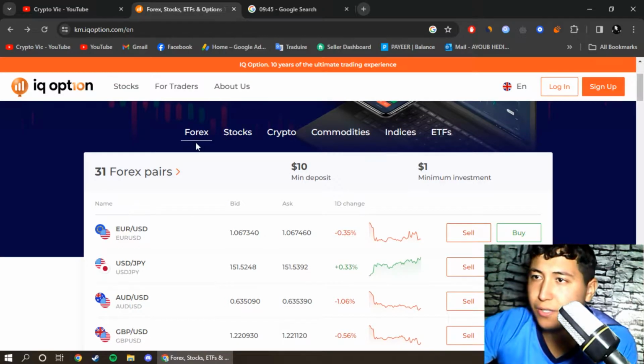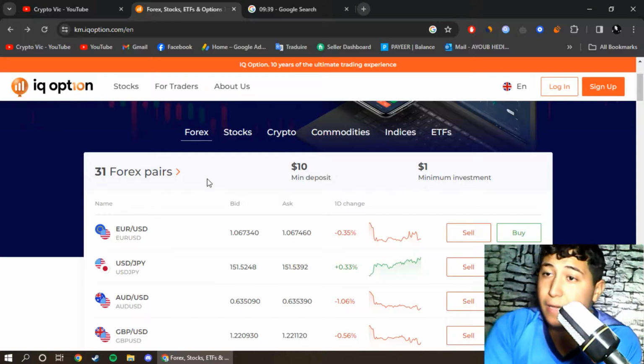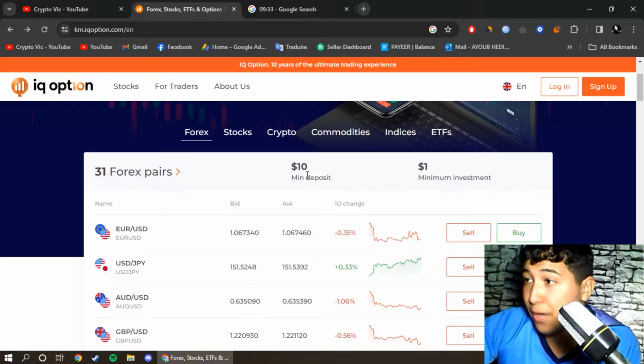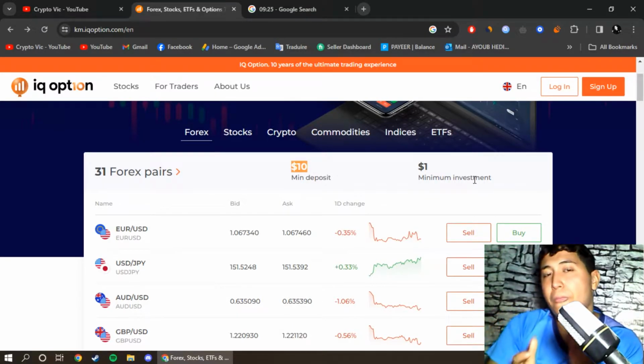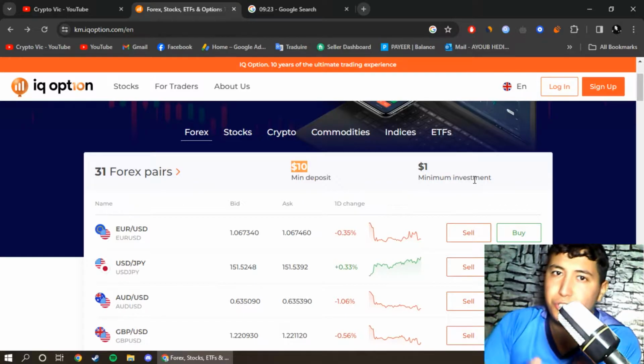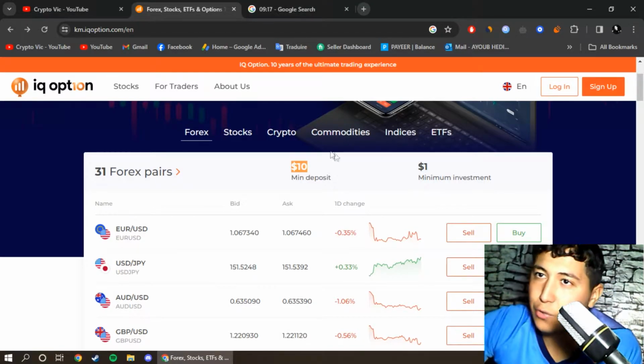Here we can see you got the forex. You got 31 forex pairs. IQ Option is known for their good forex trading because they got 31 pairs that you can trade on. By the way, the minimum deposit is $10 and the minimum investment is $1. So basically, if you deposit $10, you can just start trading with only $1. So that's pretty much the idea of what IQ Option is giving.